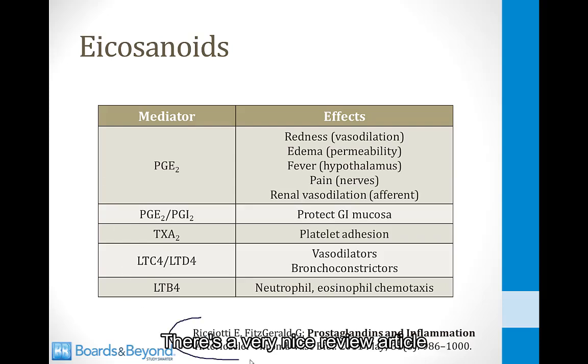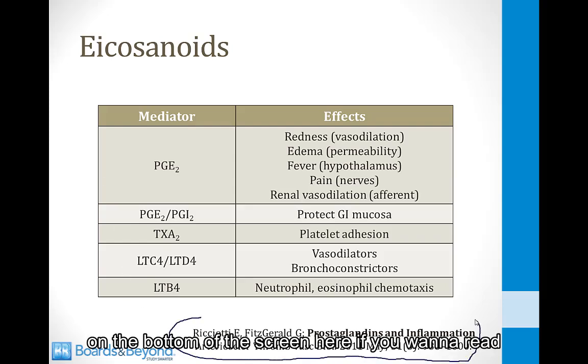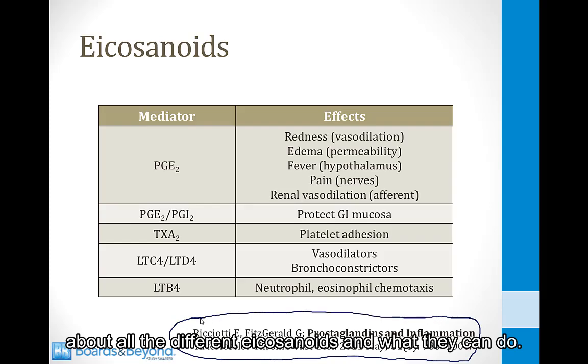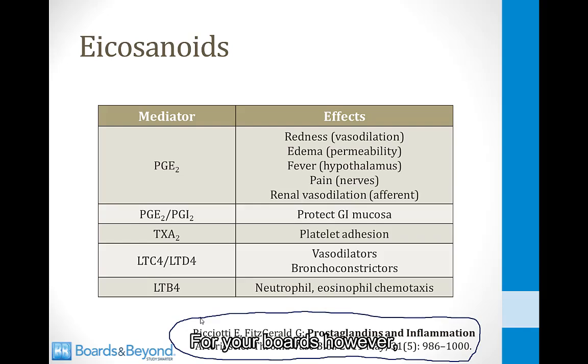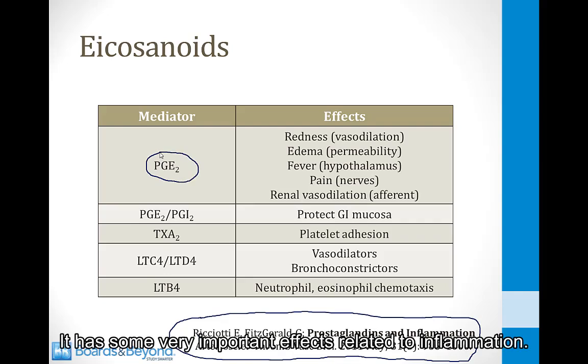There's a very nice review article on the bottom of the screen here if you want to read about all the different eicosanoids and what they can do. For your boards, however, there are just a few that you should focus on so that you can answer the questions. The most important eicosanoid to know for your boards is prostaglandin E2. It has some very important effects related to inflammation.